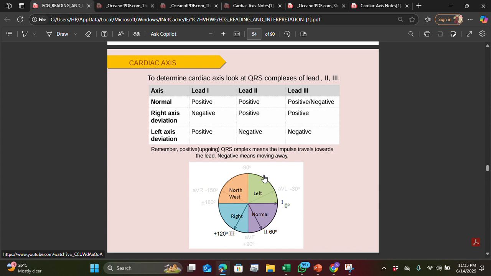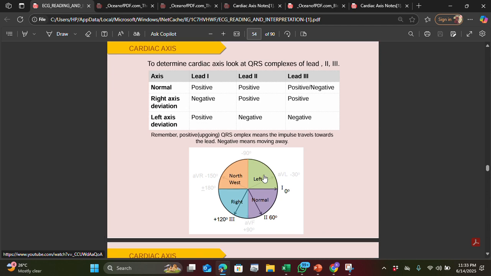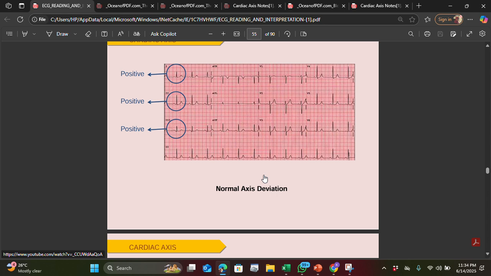Another important thing you need to note is that it is always the R wave that you are looking at, the R wave in the QRS complex, nothing concerned with any other one. Okay, now let's look at this place. Now you see lead 1, lead 2, lead 3, and I said we're going to be considering lead 1 and lead 2. Lead 1 is positive, lead 2 is positive. That is normal axis deviation.